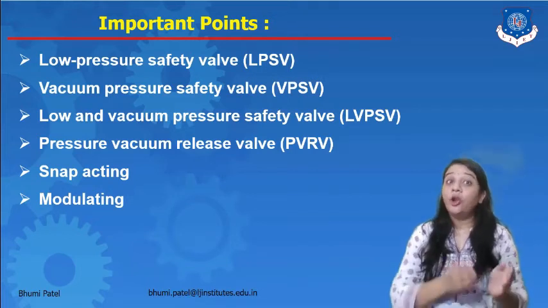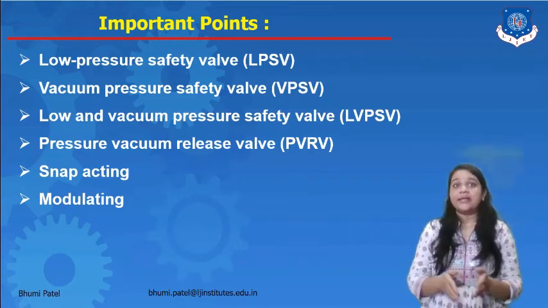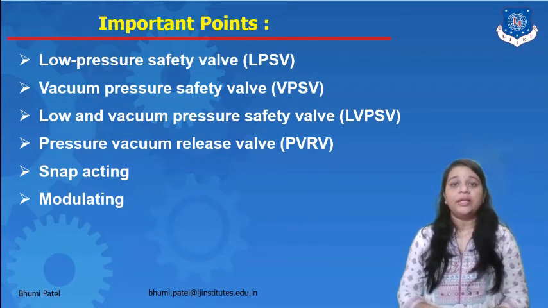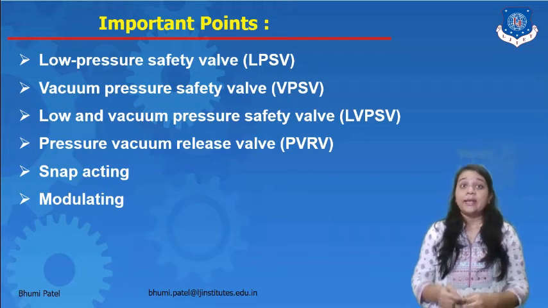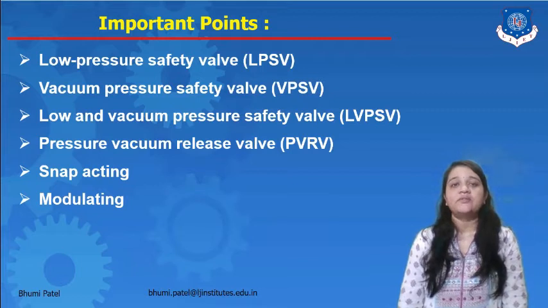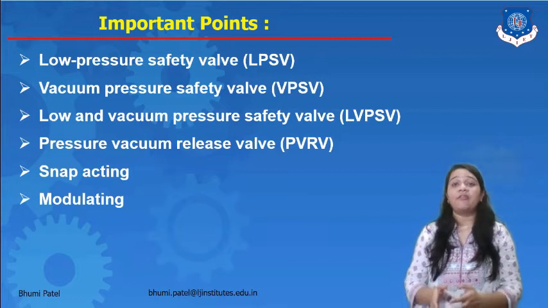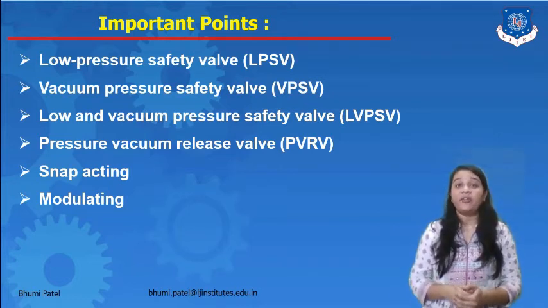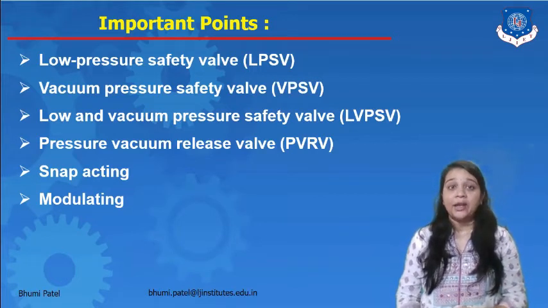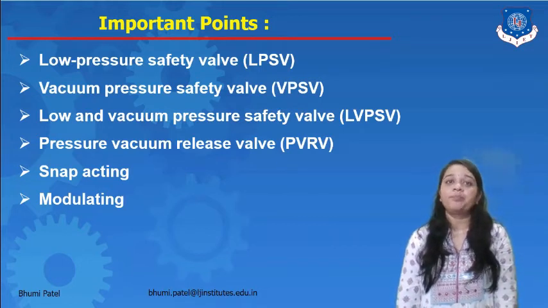Now the next one is the low and vacuum pressure safety valve. It is an automatic system that relieves by the static pressure of a gas. Now the relieving pressure is small, negative or positive and near the atmospheric pressure. Now the next one is the pressure vacuum relief valve. It is a combination of the vacuum pressure as well as a relief valve in one housing. It is used on storage tanks for liquid to prevent implosion or over pressure.